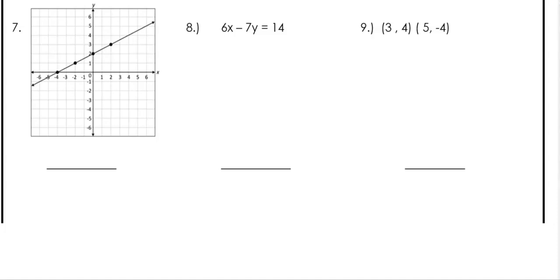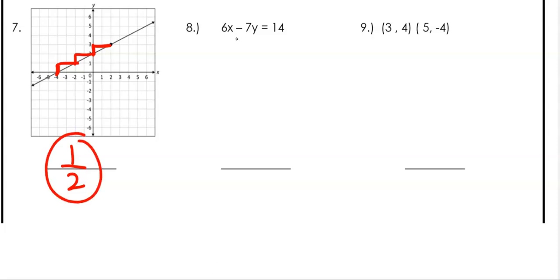The next question is a graph. We could find our change in y by making a little slope triangle like this, between any 2 points we like. You'll notice the change in y is always 1 unit, and the change in x is always 2 units.